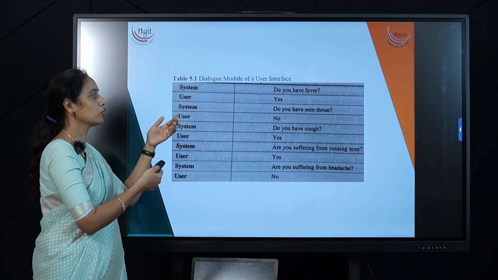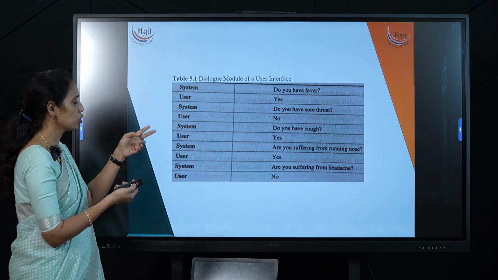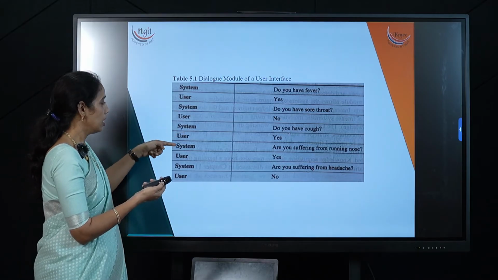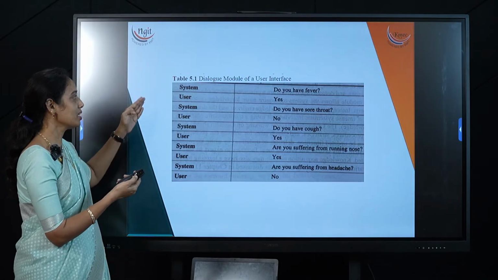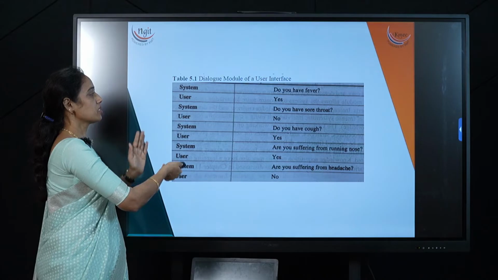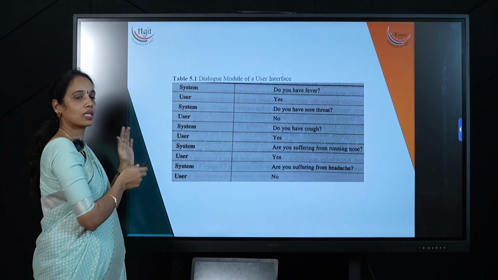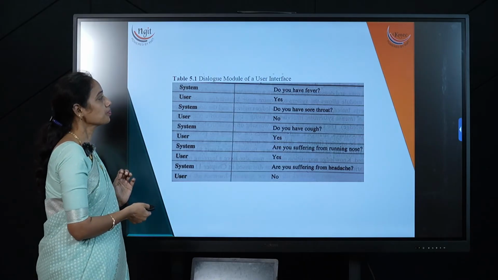System is asking, do you have fever? User is going to respond, yes. Do you have sore throat? No. Do you have cough? And are you suffering from nose? Yes. Are you suffering from headache? No. Like this, once we interact with an expert system, this is what the dialog module of a particular user interface is going to provide by an expert system.